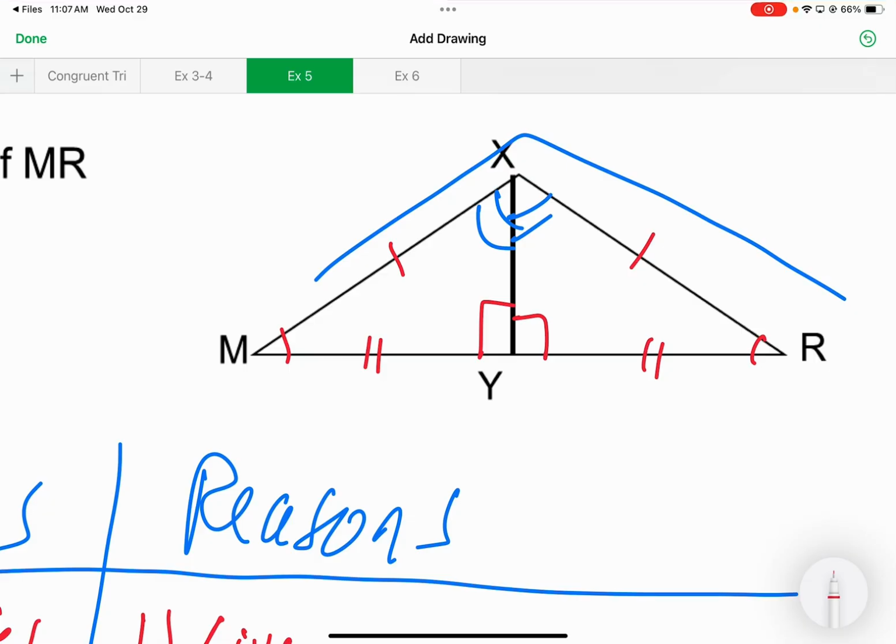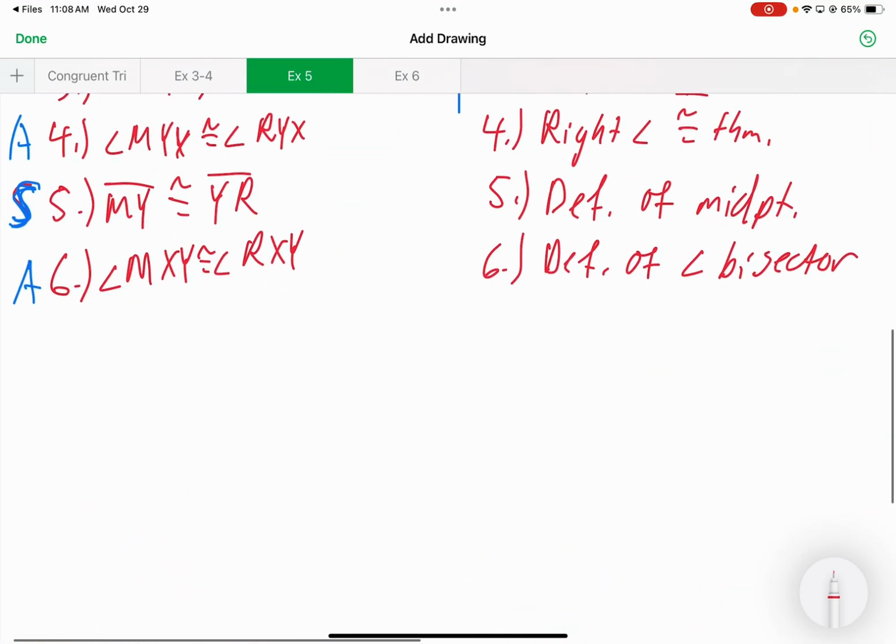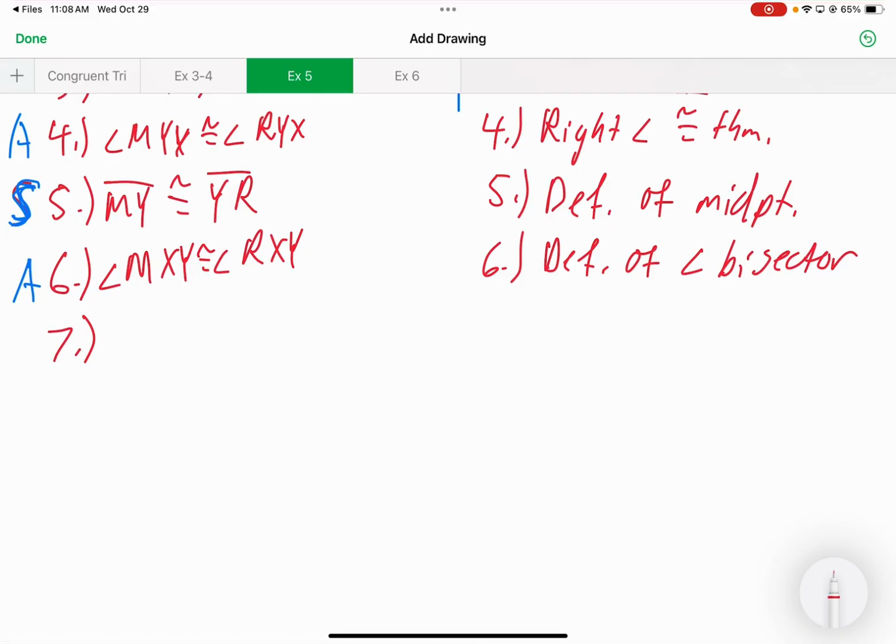You were about to say what? It's in both, right? Like YX is a part of the left triangle, it's a side of the left triangle. It's also a part of the right triangle, right? Do I know that YX is congruent to YX? That's the same side, right? So it's going to be congruent to itself, okay? Now, how would I state that in my proof? This is the moment you guys have all been waiting for. YX is congruent to YX. What reason would I use to justify that?